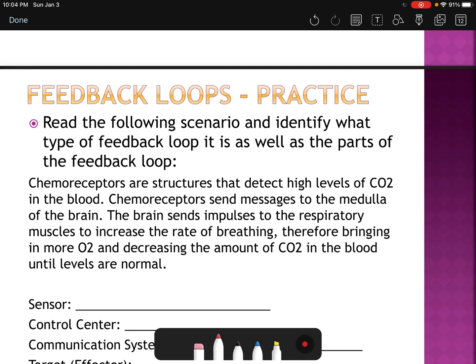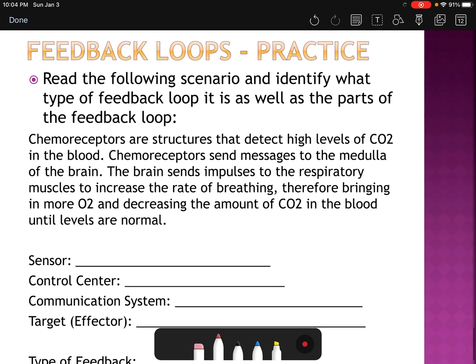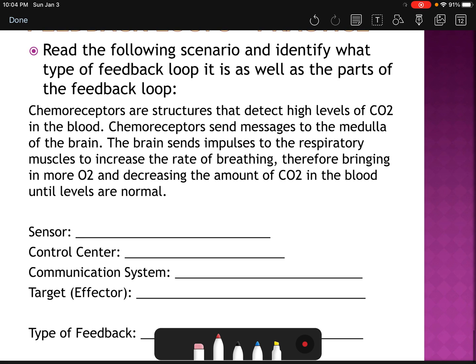It sounds pretty much like our example we had in our notes. But let's see if we can find the parts this time. The sensor would be those chemoreceptors because they are detecting the change. In this case, it's a high level of CO2. So we put chemoreceptors here. Okay. And then the control center, remember, a sensor is going to send a message. In this case, it's to the medulla of the brain. That's the medulla oblongata.